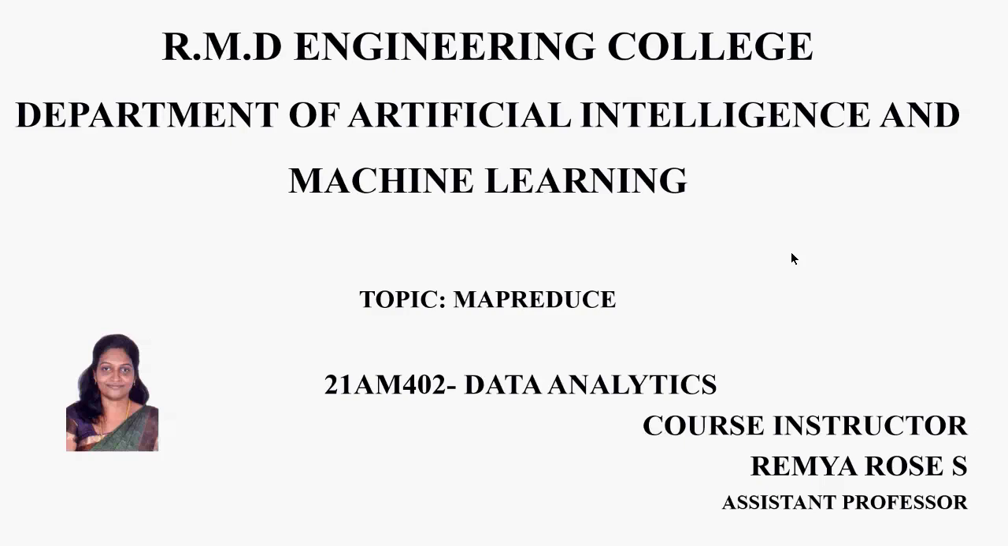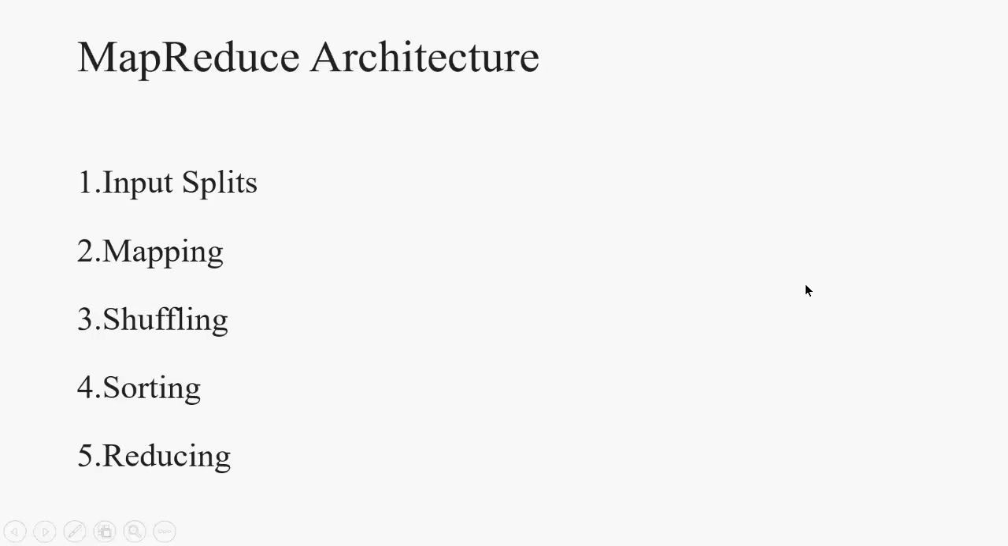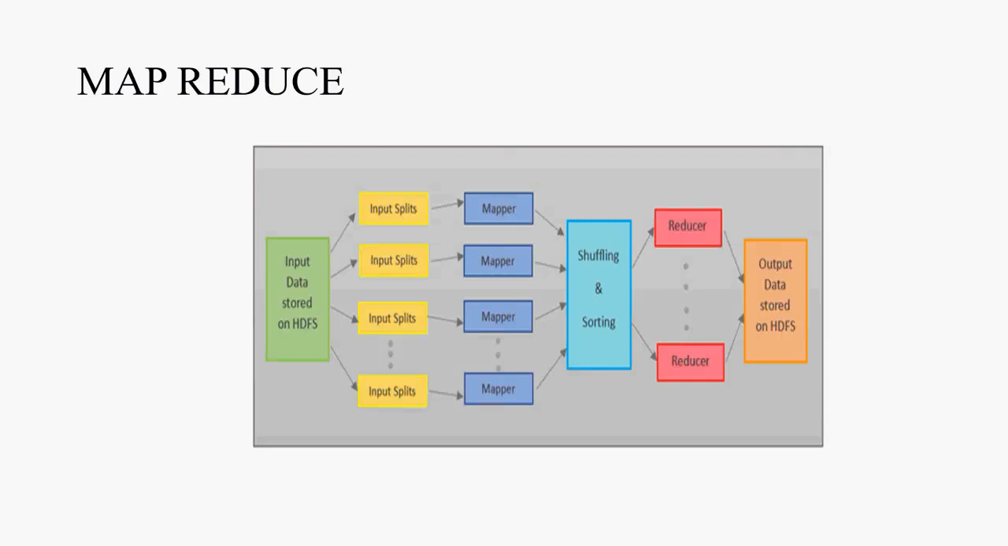Last video we saw the storage part of the Hadoop framework, which is called Hadoop Distributed File System. In this video we'll be seeing the computation part of the Hadoop framework, which is called MapReduce. MapReduce architecture has the following steps: input splits, or splitting, next is mapping, next is shuffling or sorting, and the last one is reducing.